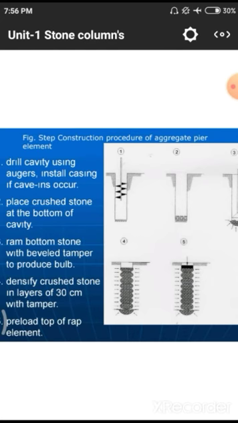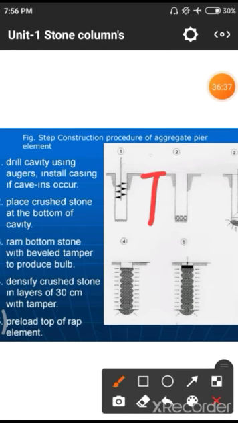First of all, we need to drive a cavity using augers and install the casings into the soils, and we need to dig up to the quantity we require. That means the depth. I will mark those. This is the normal depth we require, up to which we need to do this excavation using these augers.